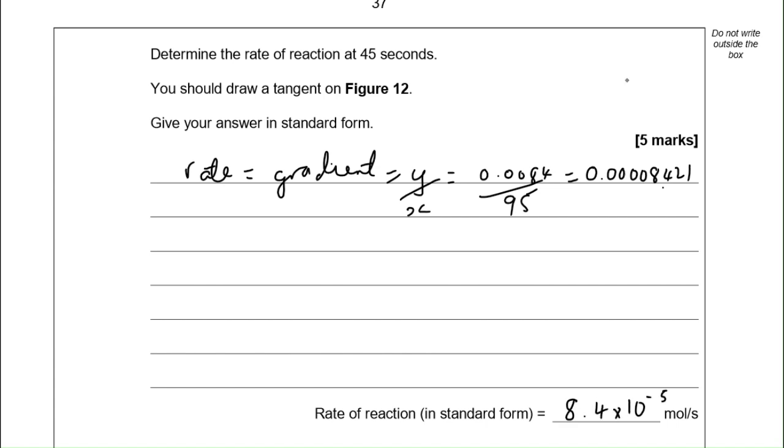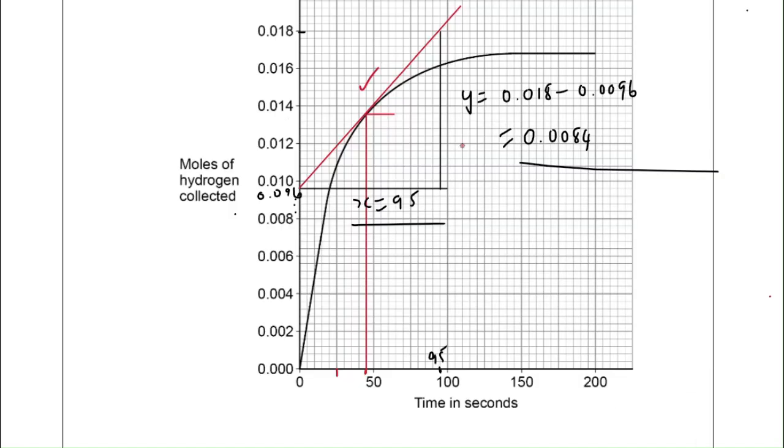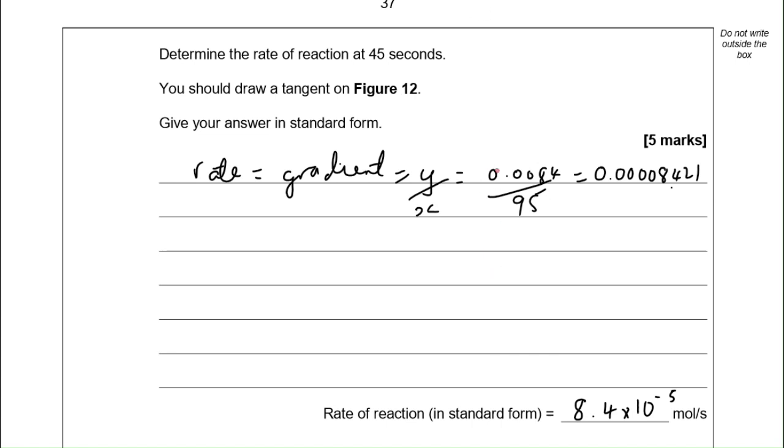Now, allocation of marks. 1 mark for the tangent. 1 mark for working out x and y, 1 mark for the sum at 0.0084 over 95, 1 mark for the answer, and 1 final 5th mark for putting it into standard form. 5 marks back of the net, well earned.